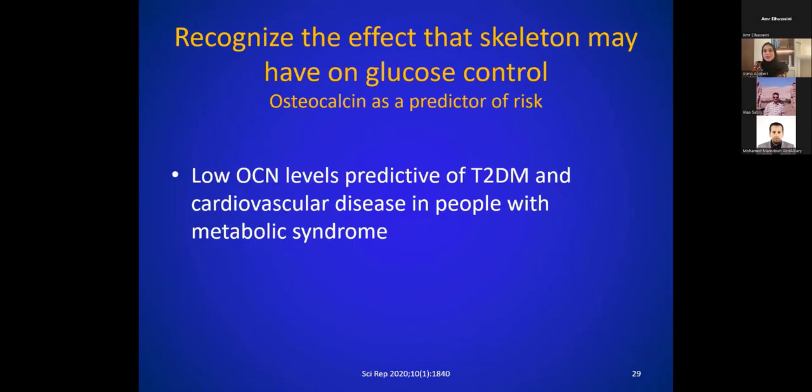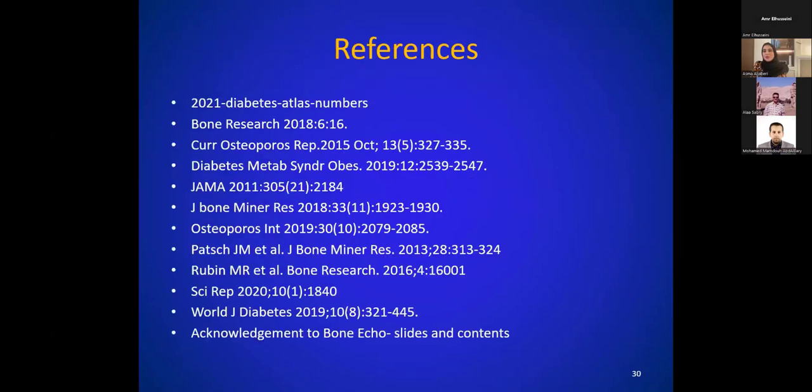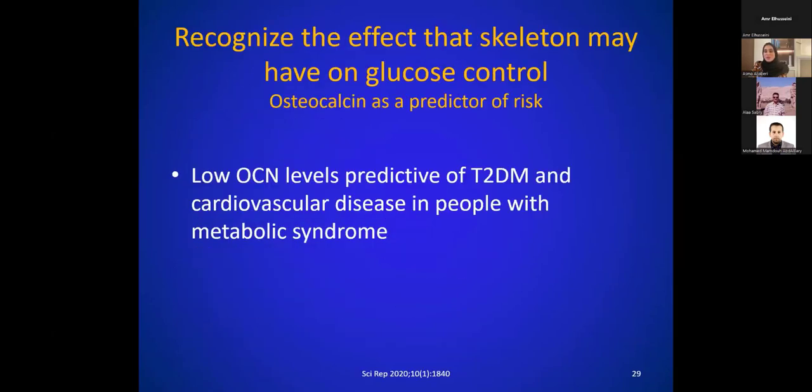So low osteocalcin activity is predictive of type 2 diabetes. It is leading to more risk of fracture and cardiovascular disease in those patients. So osteocalcin really plays an important role in those patients.